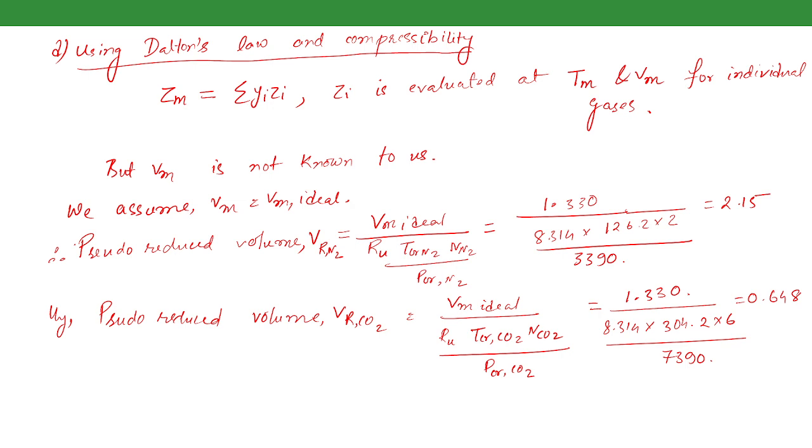From this reduced volume, now we will determine, just like in the Amagat's law, the reduced temperature values will be the same. So the reduced temperature of nitrogen will be 300 by 126.2, that is 2.38, and the reduced temperature for carbon dioxide is 300 by 304.2, that is 0.99. So corresponding to these values, we will now determine the compressibilities.